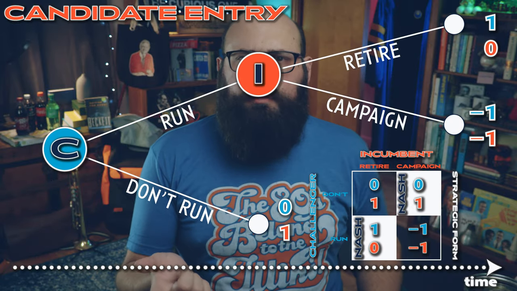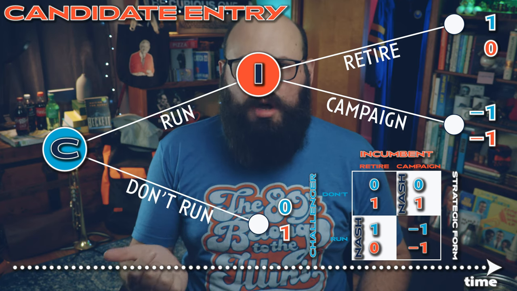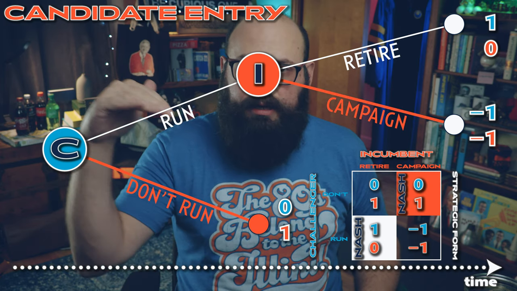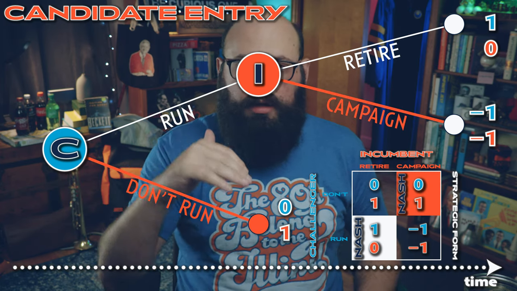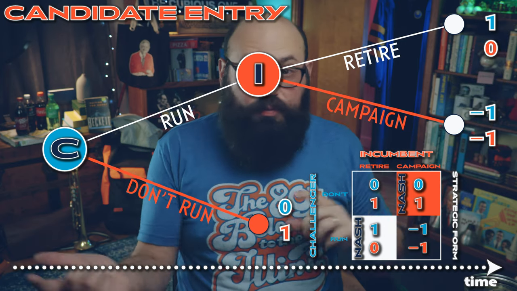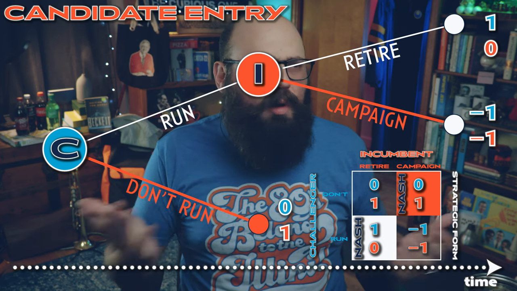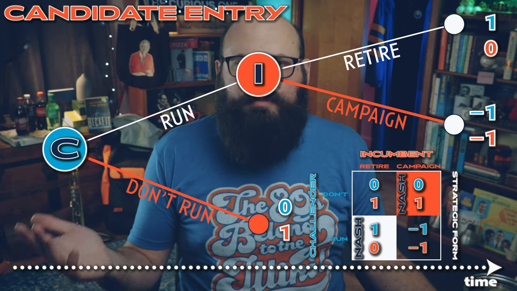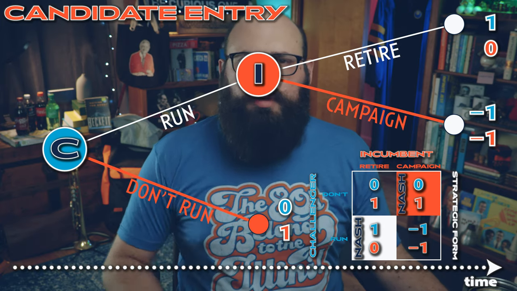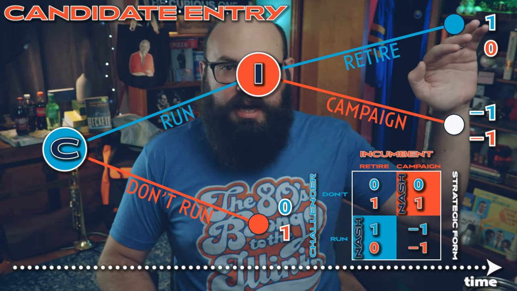We'll call the equilibrium where the challenger stays out and the incumbent campaigns, we'll call that the orange equilibrium. And so I'll highlight in orange the edge of not run and the edge of campaign. Notice that we need both of them, right? I mean, we were just at the game where it was simultaneous. Right now you're thinking to yourself, well, why would the incumbent have to campaign? And you'll see why in a second. The other equilibrium, which I'll call the blue equilibrium, is the one where the challenger runs and the incumbent retires.